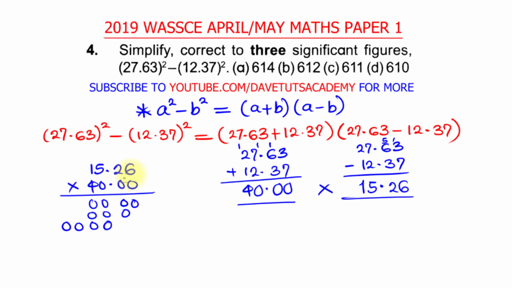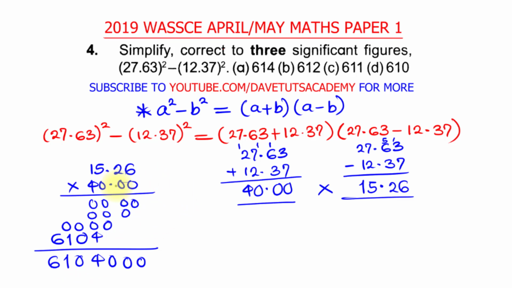Now 4 times 6, that is 24. So I can write 4, and I have 2 as remainder. 4 times 2 is 8, plus that 2, that is 10. So I write 0. There's still 1 remaining. 4 times 5, that is 20, plus that 1, that is 21. So I can write 1, remaining 2. 4 times 1, that is 4, plus that particular 2, that will be 6. So here I can just bring in the sum of all of these and then place in the decimal point.